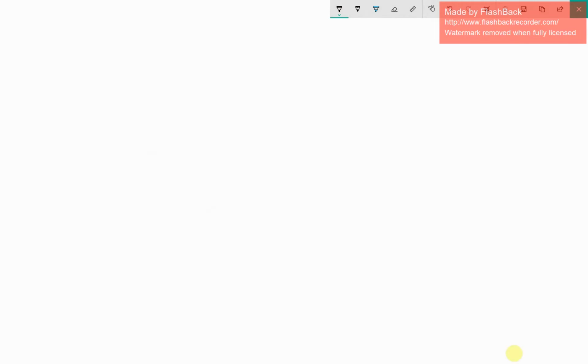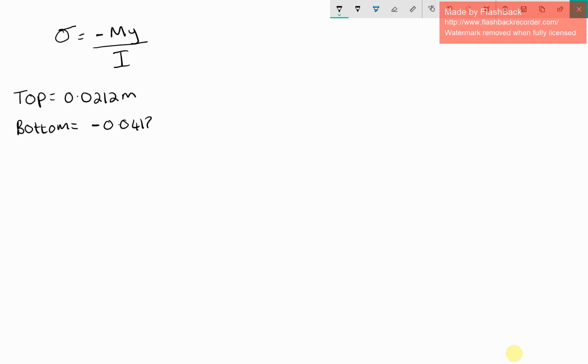Okay, so we're now going to use all the calculations we've done to put it into the final equation to get our answers. So we're going to use the formula sigma is equal to minus My over I. Our top centroid was 0.0212 meters, and our bottom centroid was equal to minus 0.0418 meters. And our second moment of area was equal to 582 times 10 to the minus 9 meters to the power of 4.